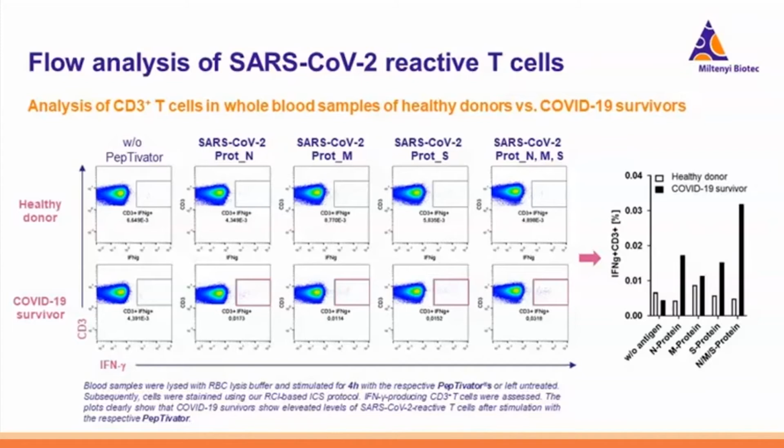To identify SARS-CoV-2 reactive T cells, so the T cells that actually reacted against the indicated PepTivator peptide pool, we analyzed the expression of interferon gamma on all CD3 positive T cells. And as you can see, the staining of T cells with our REAffinity antibodies allowed a clear identification of SARS-CoV-2 reactive T cells in the sample of a COVID-19 survivor. So hereby we could clearly identify which patient was exposed to the SARS-CoV-2 virus.